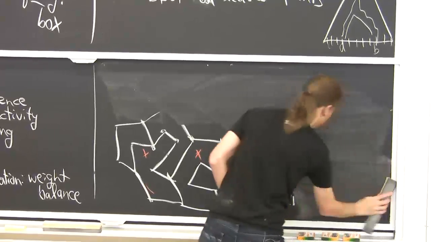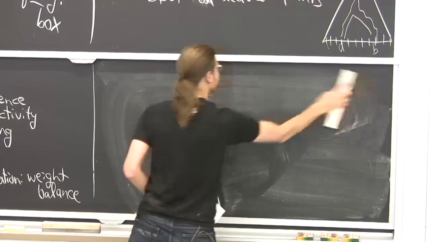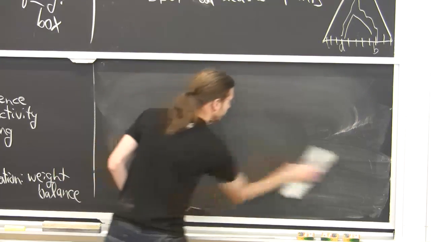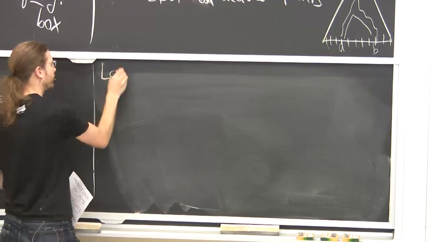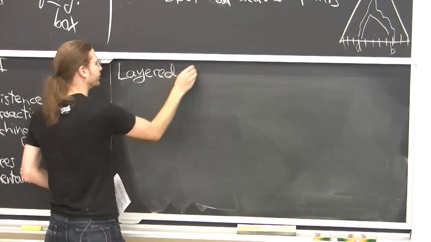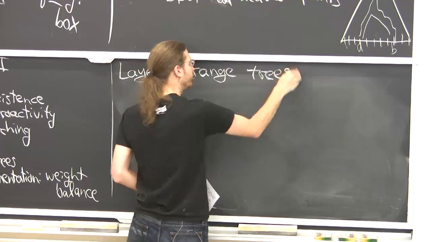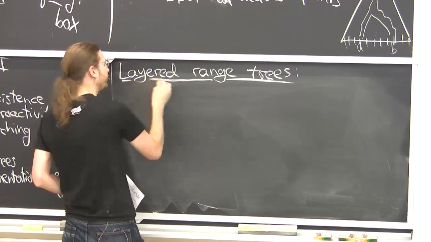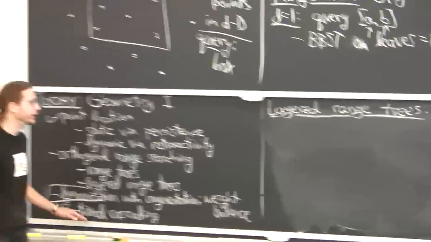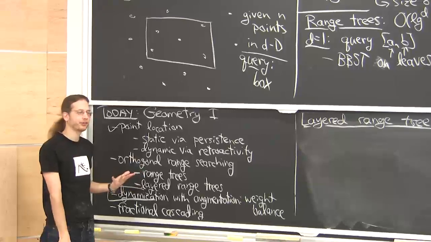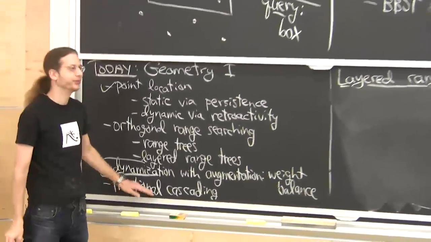Before we get to dynamic, stick with static, and let's improve things by a log factor. This is an idea called layered range trees. It's also sometimes called fractional cascading, which is the technique we're going to get to later. I would say it involves one half of fractional cascading. Fractional cascading has two ideas, and the one that it's named after is not this idea.